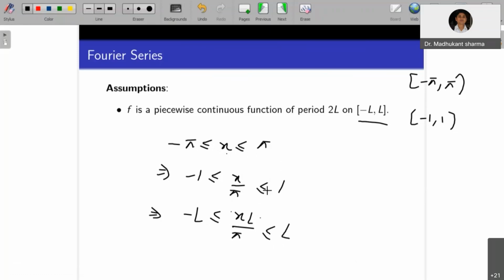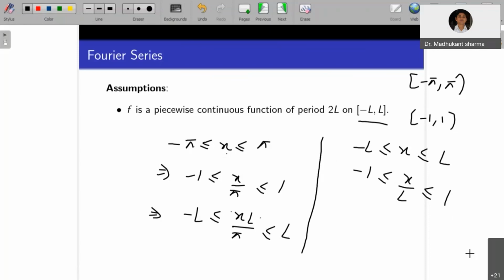Now, in the reverse manner, you have minus L less than or equal to x less than or equal to capital L. You can have -1 less than or equal to x by L less than or equal to 1. Because you know the series over minus pi to pi, you have to go in the reverse direction. So this implies minus pi less than or equal to pi x by L less than or equal to pi. So instead of x, you can use pi x by L over the interval minus pi to pi.